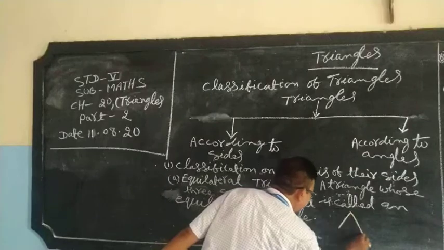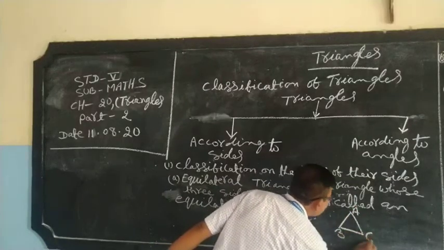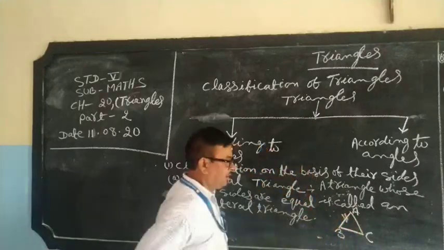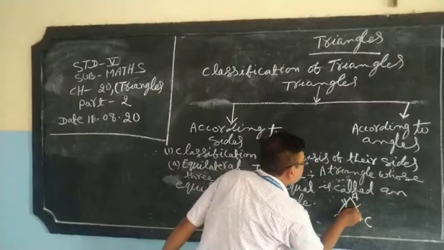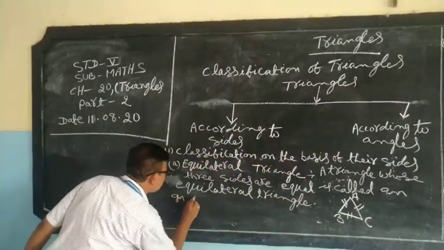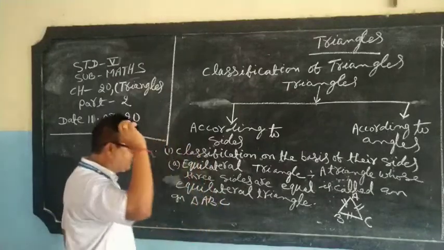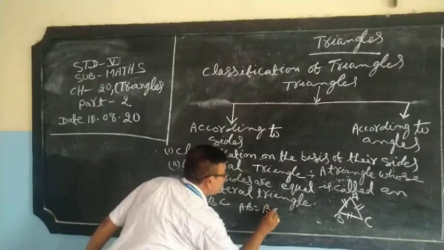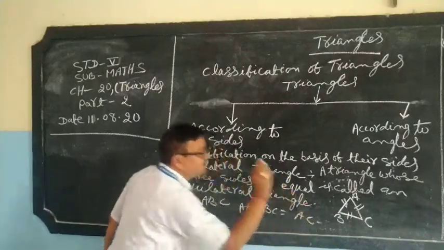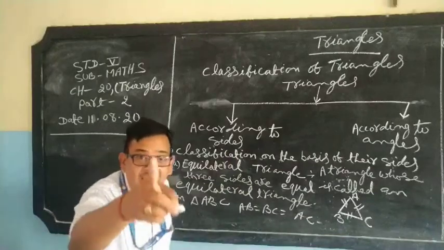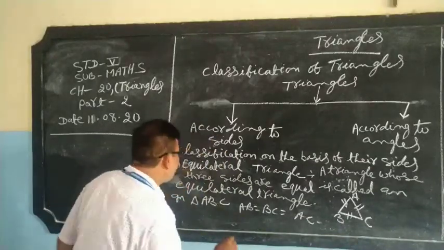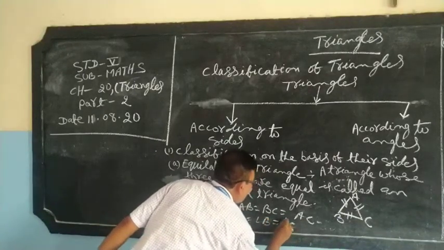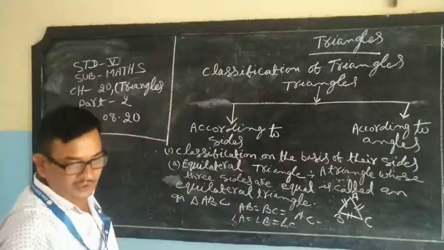Now let triangle ABC. Here AB is equal to BC is equal to AC. In triangle ABC, what is the condition? AB equals BC equals AC. All three sides are equal. If sides are equal, then angles will also be equal. Means angle A is equal to angle B is equal to angle C. All angles are equal. Understood now?